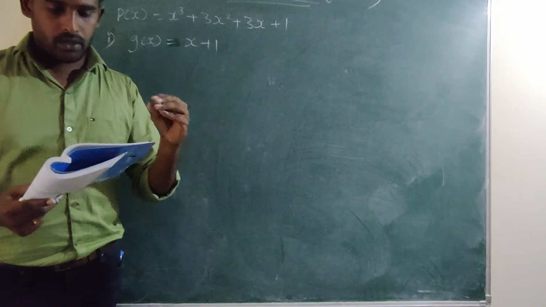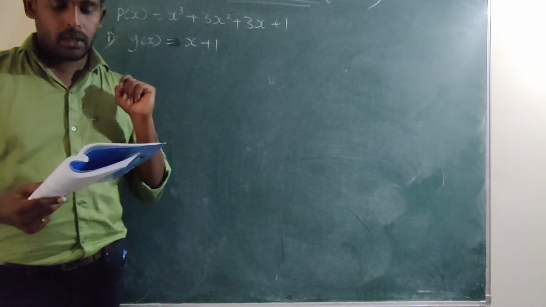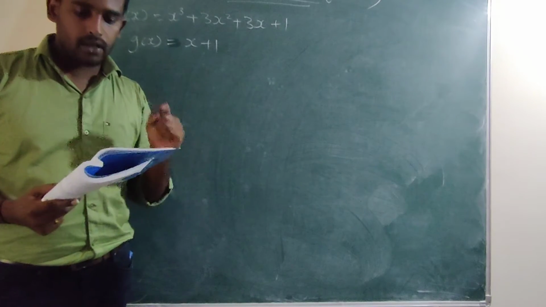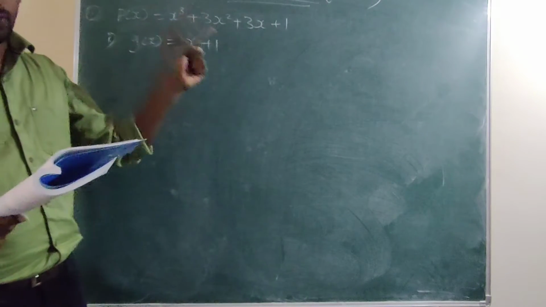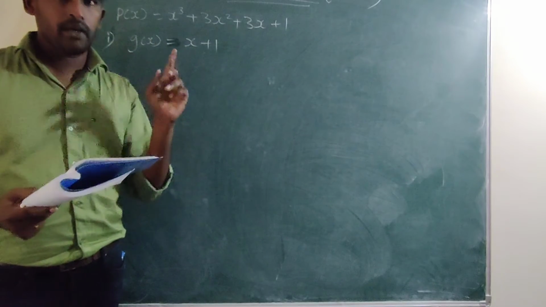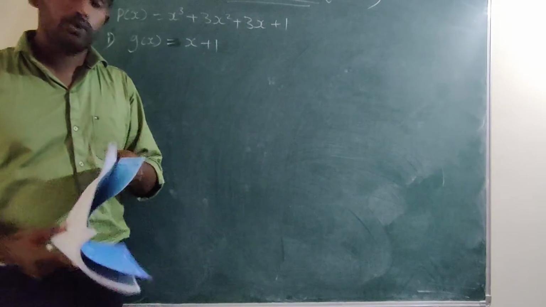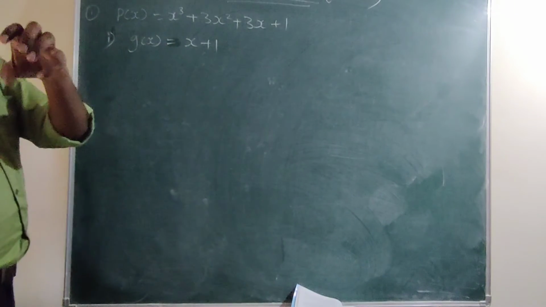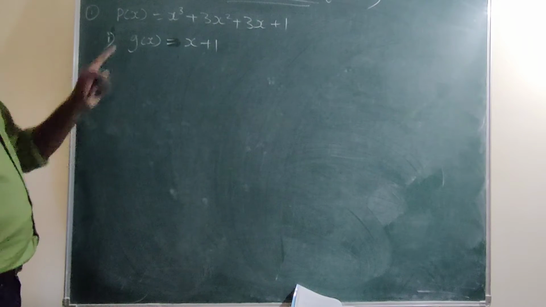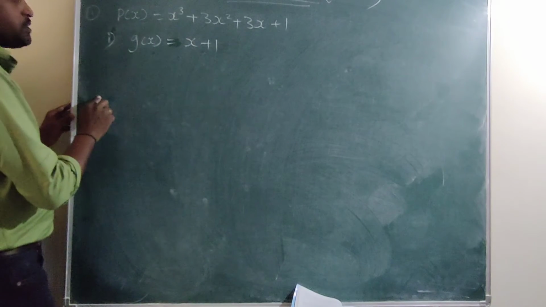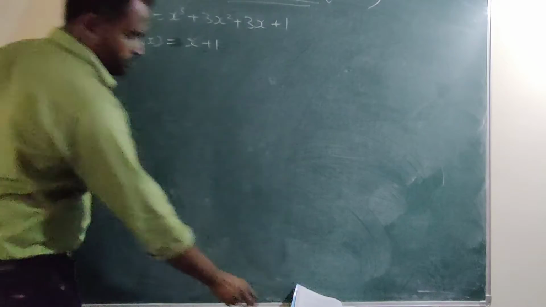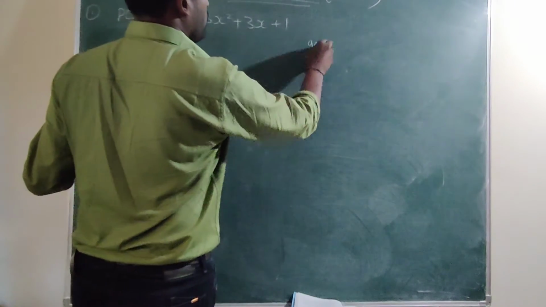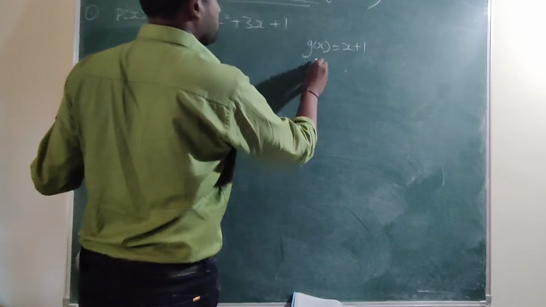In the textbook, question number 1 is: find the remainder when x cube plus 3x square plus 3x plus 1 is divided by, case 1, x plus 1. How we can simplify? G of x. Divisor is always denoted by g of x, students. G of x is x plus 1. First step, here I'll write g of x is equal to x plus 1.